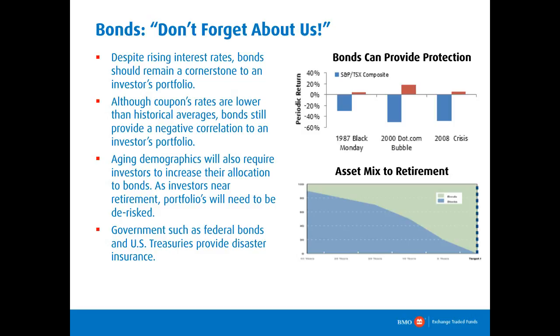Can I just interrupt you guys with a question? The question is, what about preferred shares? Will they provide income and lower correlation to equities?